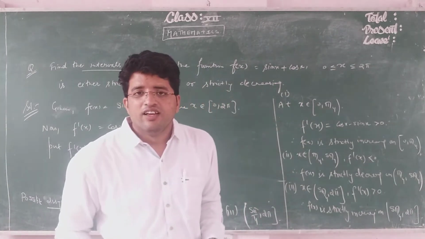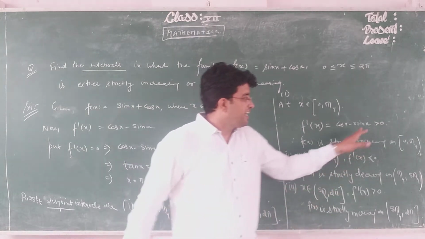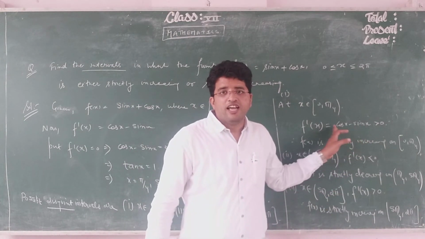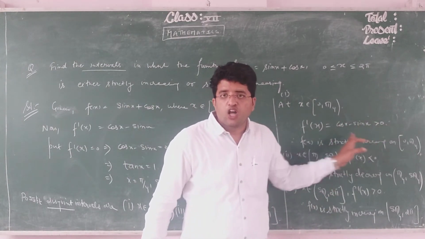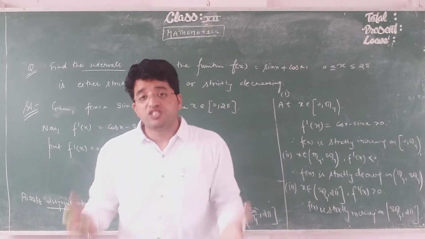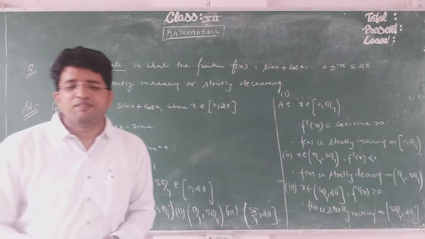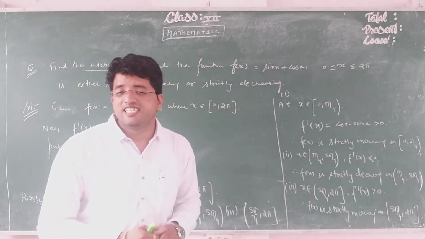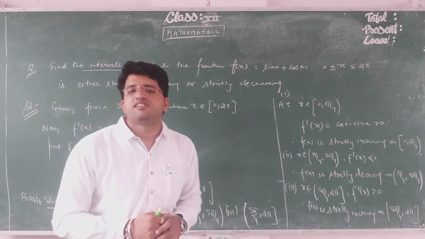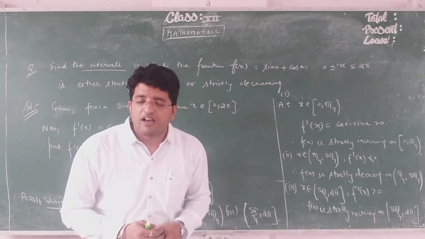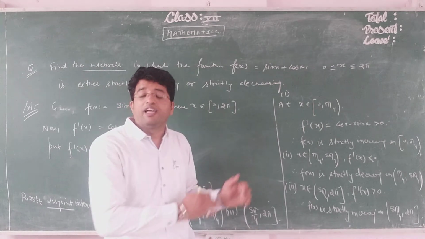Sin is negative, so definitely you will get that sin is negative. Negative becomes positive, and cos is already positive. Overall, what we get, of course, is a positive value in the fourth quadrant. It means f dash x is greater than 0. It means the given function is strictly increasing on 5 pi by 4 open to 2 pi closed.